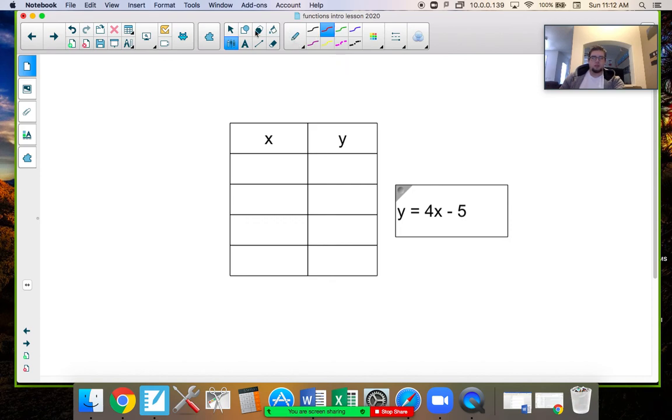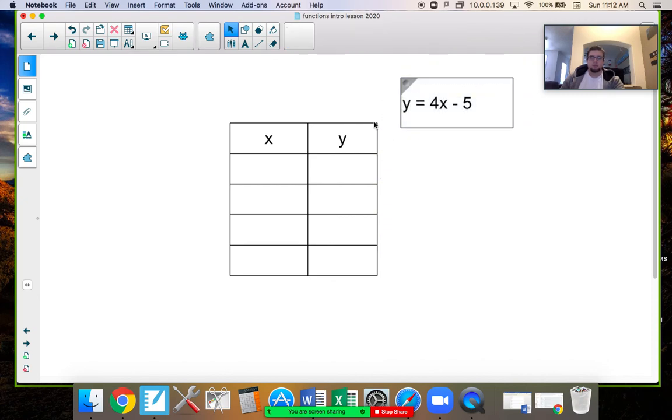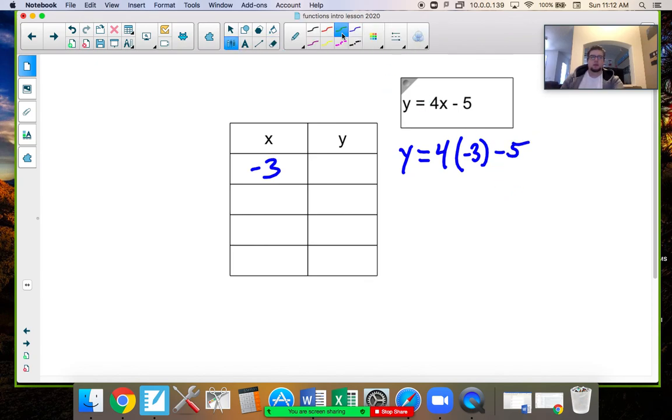Now some ones need a little bit more finesse. Let's say we plug in -3. So y equals 4 times (-3), minus 5. 4 times that -3 gives us -12, minus 5. So we get -17 when we plug in -3.